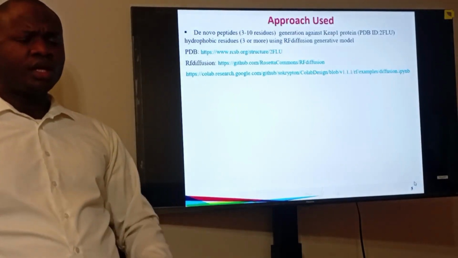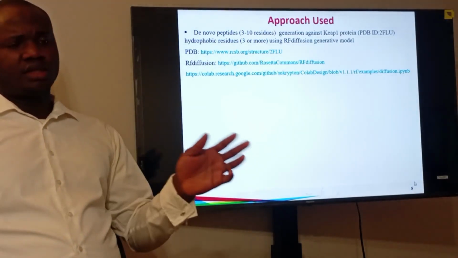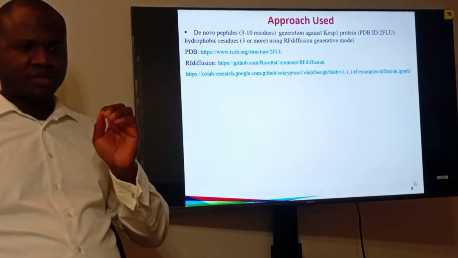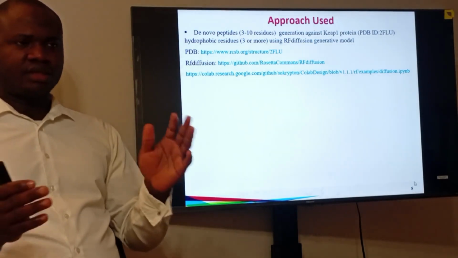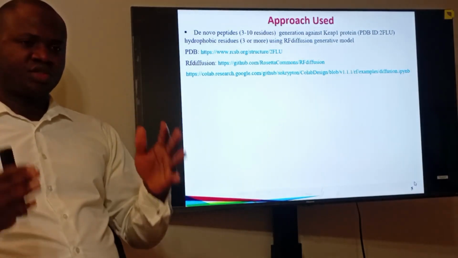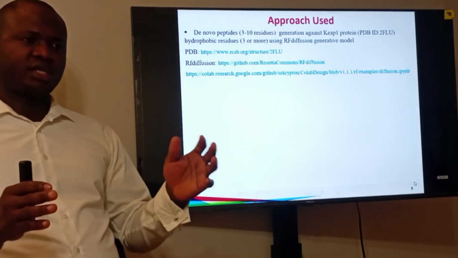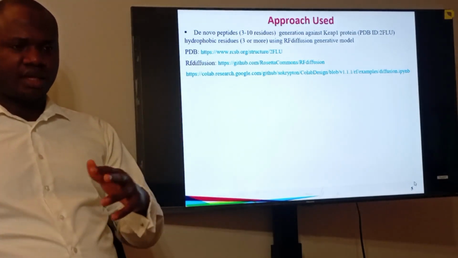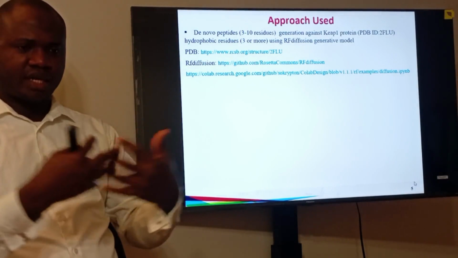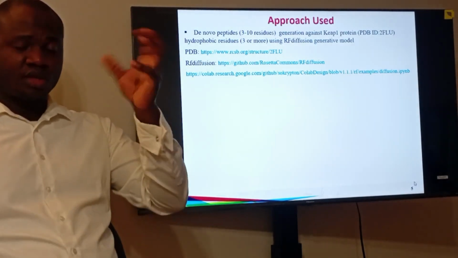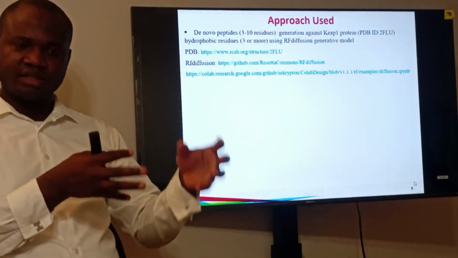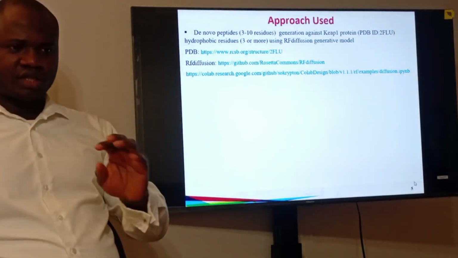Okay. So in the paper that I'm presenting to you today, the approach they used was that they wanted to design peptides with an amino acid residue length of 3 to 10, which can bind to the KEAP1 protein. KEAP1 protein is larger than NRF2, so they focus on the large protein within the PPI, that is the protein-protein interaction. They focus on the protein that actually has the binding site, the catalytic site, that is KEAP1.